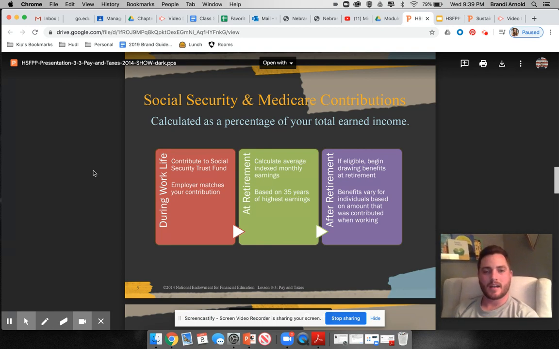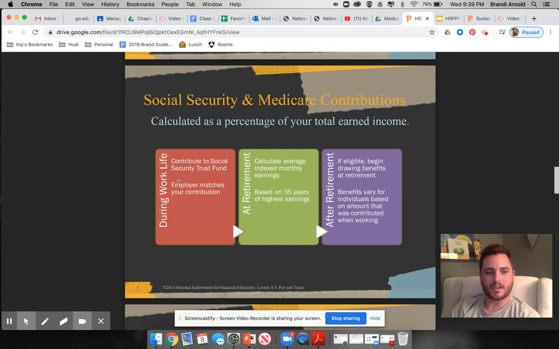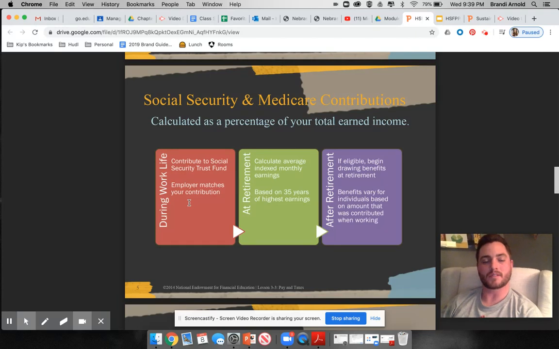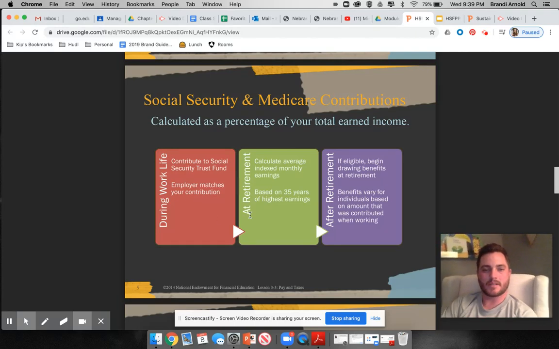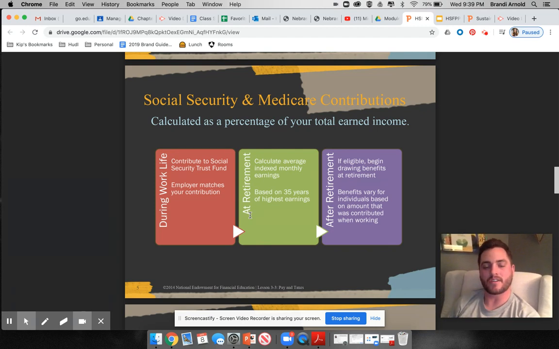Okay, then Medicare, kind of a form of funding for health reasons. It's a type of insurance for people once they reach a certain age. So here we see during the work life, we contribute to the Social Security Fund. Sometimes an employer will match your contributions to other funds. So maybe a retirement type of program within your business. That's great. That means you put money into it and your employer basically gives you money up to a certain percentage. At retirement, calculate your average indexed monthly earnings based on your 35 years of highest earnings.